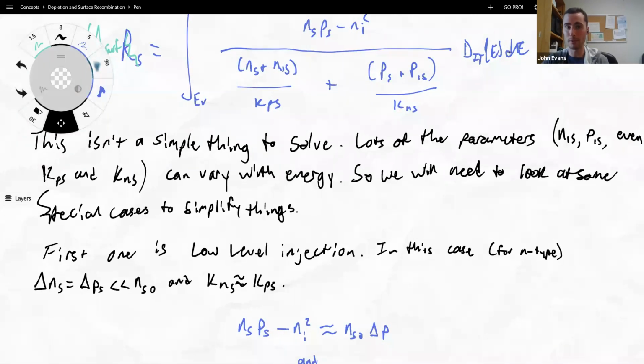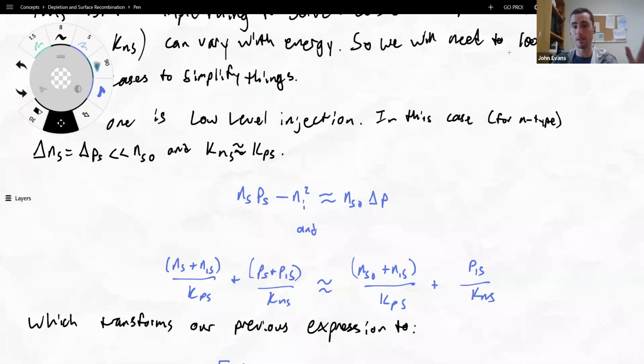The first one we're going to look at is low-level injection, which is, again, a pretty common assumption. In this case, we're going to assume n-type. Remember, everything's going to work in reverse, but we're going to stick with n-type. We're going to say that the change in concentration for our surface electrons is approximately equal to the change in concentration for our holes at the surface, and that's going to be much, much less than the equilibrium concentration of carriers at the surface. We are also going to assume that the 2 rate constants are approximately equal to each other, which they tend to be pretty close.